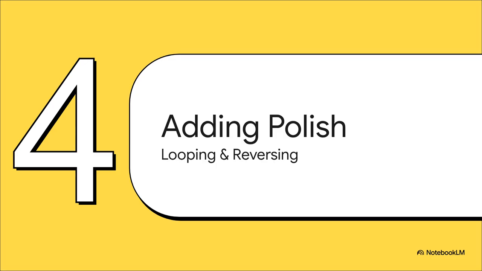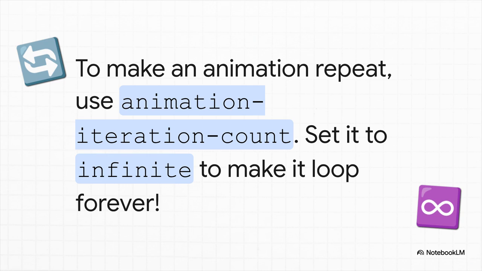Okay, cool. We have a basic animation. It slides in once and then it stops. But what if we want to make it a little more interesting? Let's add some polish with just a couple more lines of code. To make this animation loop forever, all we have to do is add the property animation-iteration-count and give it the value infinite. Now, instead of stopping after 3 seconds, it'll finish, instantly jump back to the start, and run again, and again, and again.